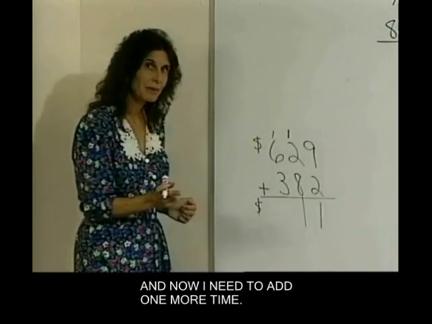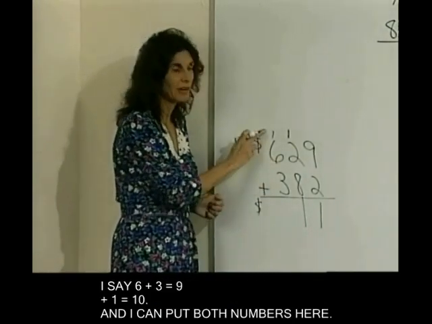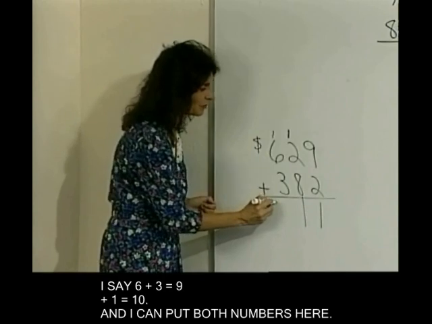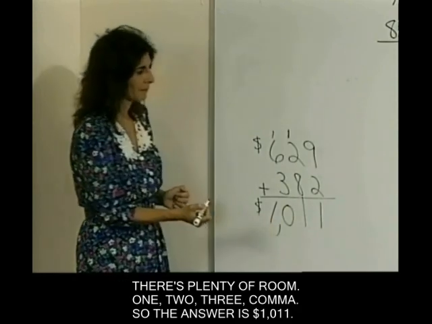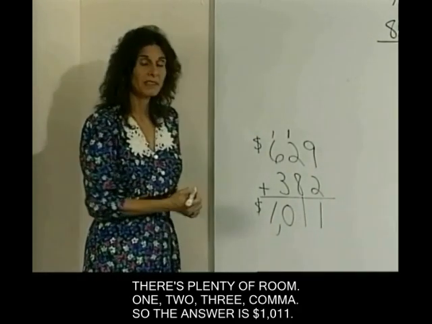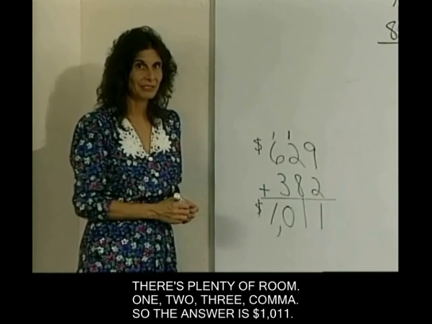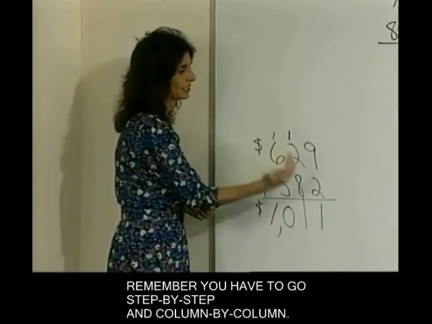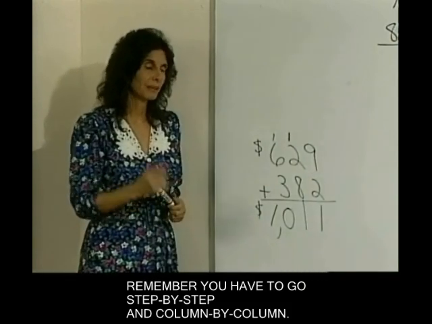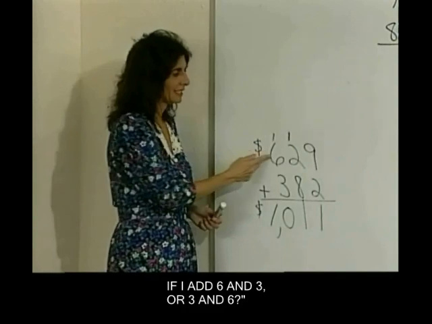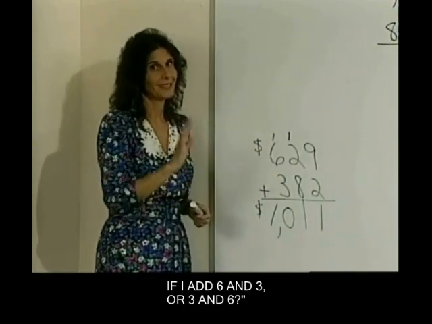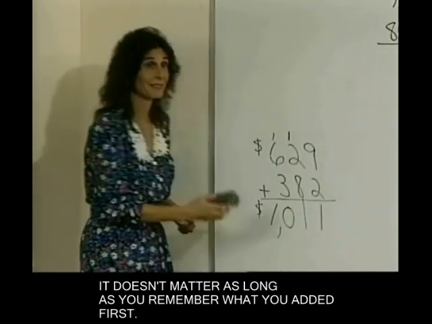And now I need to add one more time. I say 6 and 3 is 9, and 1 is 10. And I can put both numbers here. There's plenty of room, 1, 2, 3, comma. So the answer is $1,011. Remember, you have to go step by step and column by column. Now, some people say to me, teacher, does it matter if I add 6 and 3 or 3 and 6? It doesn't matter as long as you remember what you added first.